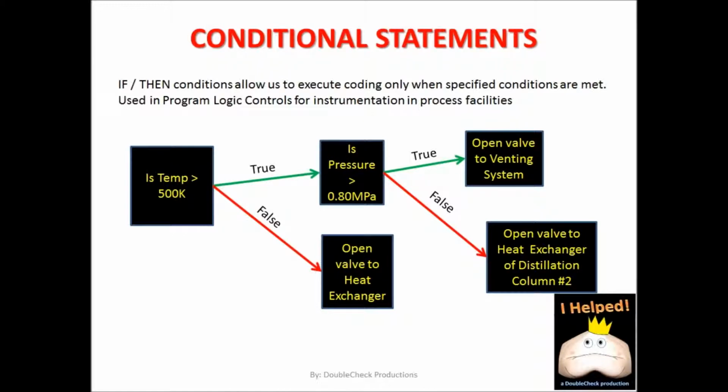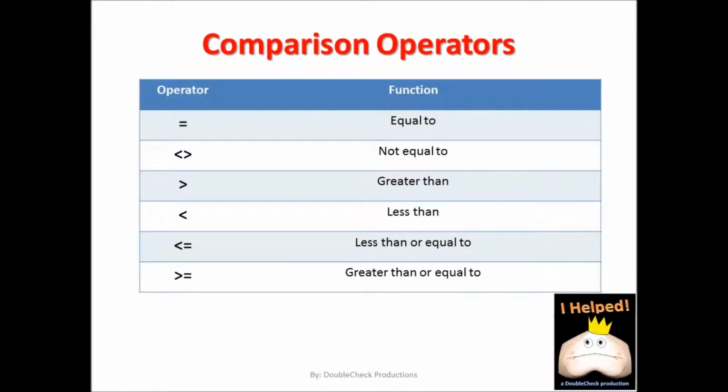Now, if we look at the example here, we see that we have a decision tree. Certain conditions are presented, and depending on whether or not those conditions are met, is the outcome of a process. This is the concept we will reflect in our code through conditional statements. So the first thing we need to go over are comparison operators. That's what you're looking at here.